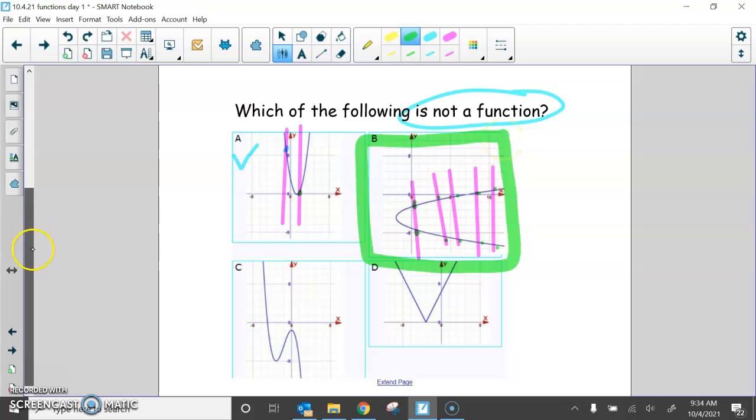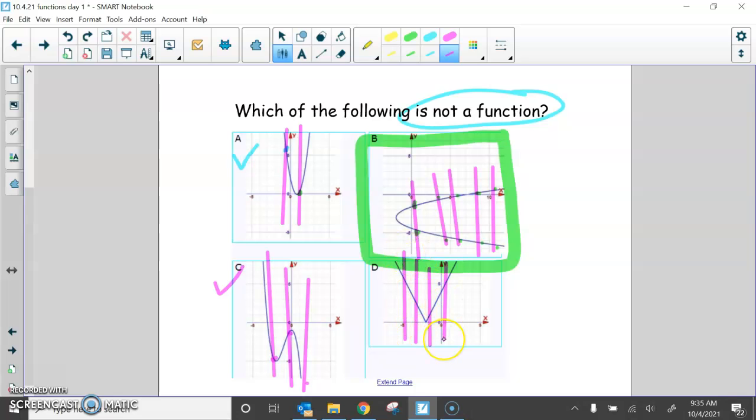If you want to continue to check, C, you draw your line and it crosses once. Draw another one, crosses once. Draw another one, and it would cross once at the bottom. So this one's a function. And same thing for D. Doesn't matter how many lines I draw, each line only goes through that V-shaped function one time.